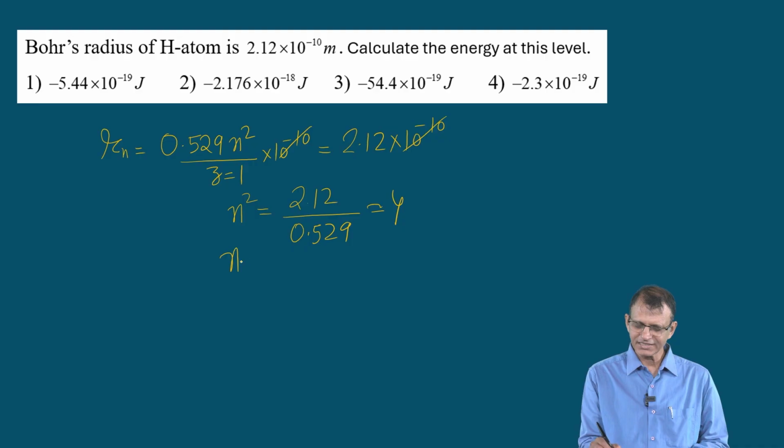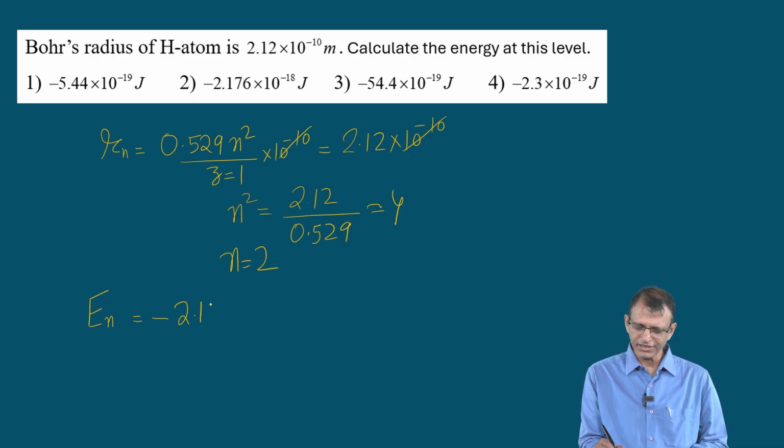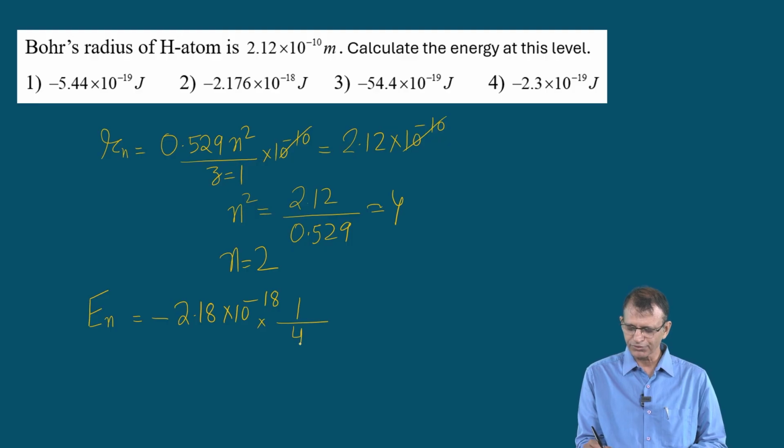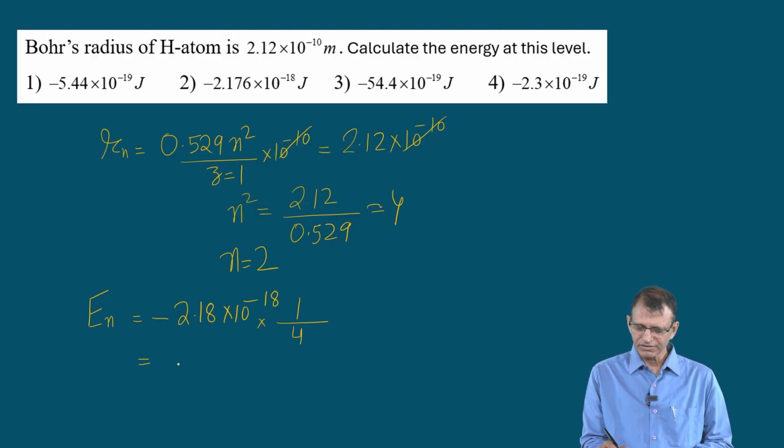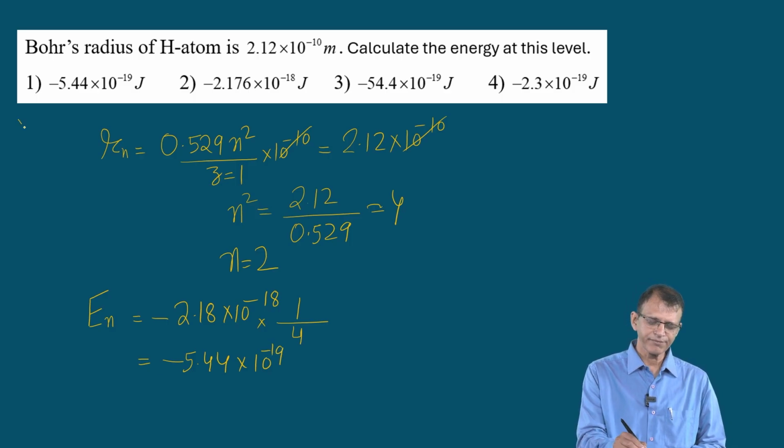So if we take n equal to 2, the electron is present in the second orbit. If we have to write the energy of electron in the second orbit in terms of joule, the Rydberg constant is equal to 2.18 into 10 to the power minus 18 Z square upon n square. The value of Z square will be 1, but the value of n square will be 4. So if we simplify, we are getting this value as minus 5.44 into 10 to the power minus 19. So the answer for this will be 1.